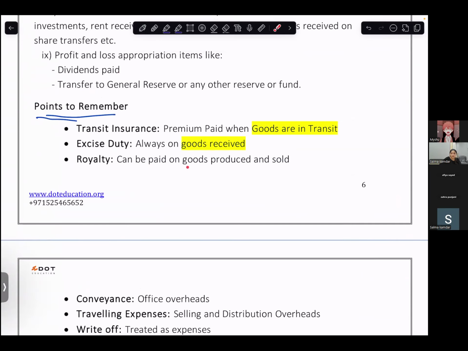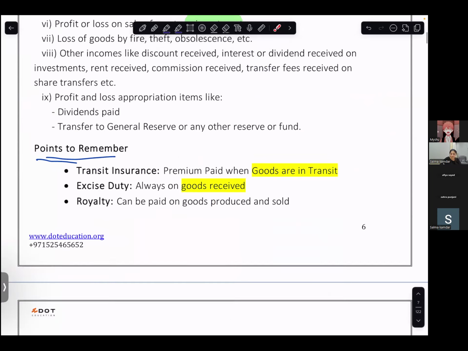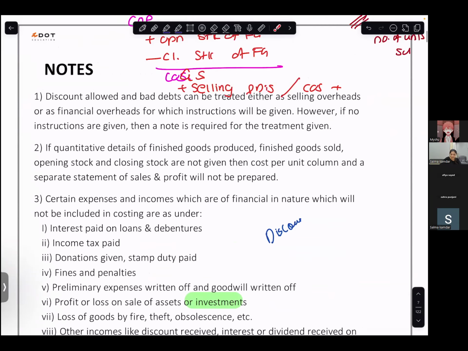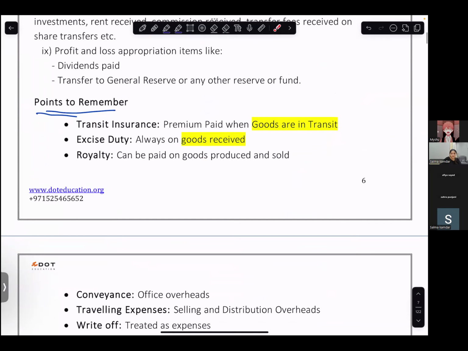Royalty can be paid on goods produced and sold. If it's produced, it is which overheads? Factory. If it is sold, it is selling and distribution. And if it is only royalty, then also factory. If it is on goods produced, where will it go? Factory. If it is on sold, selling.